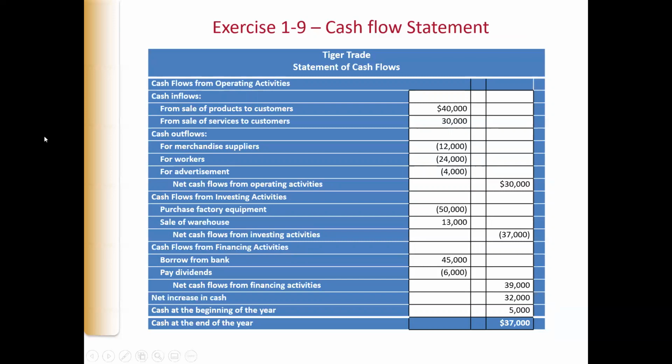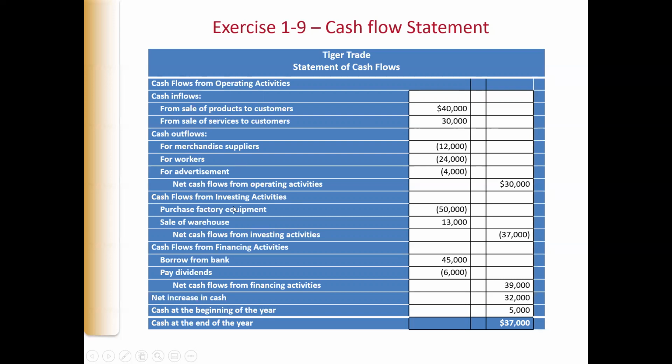So if we start with operating, we go to the inflows from sale of products to customers and from sale of services to customers. That's why the company's in business. They will go under operating inflows. And then the outflows you see are merchandise suppliers, the cash we paid for them, for workers, and for advertising. Here are our inflows, here are our outflows. The net cash flow from operating activities is 30,000, or 70 minus our 40.